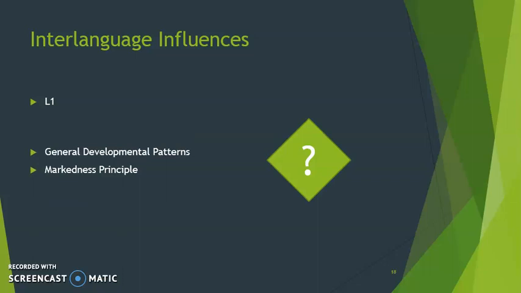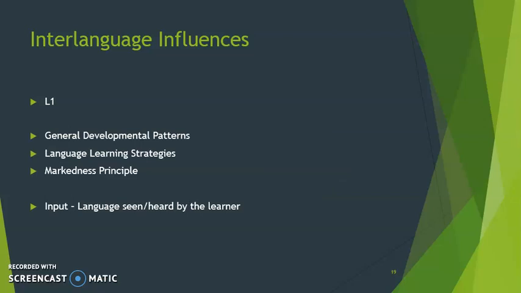So then how do we tell whether it's the markedness principle or general developmental patterns? Well, one thing we can consider is avoidance or underuse. If it's driven by markedness, we would expect maybe more underuse or avoidance of that construction or that feature. We're going to probably reserve markedness for when it's a clearly identified markedness feature.